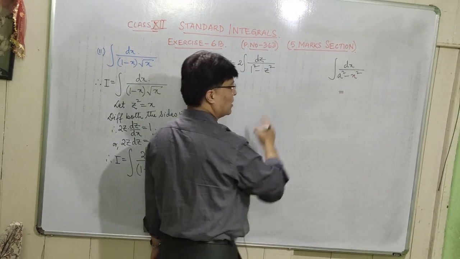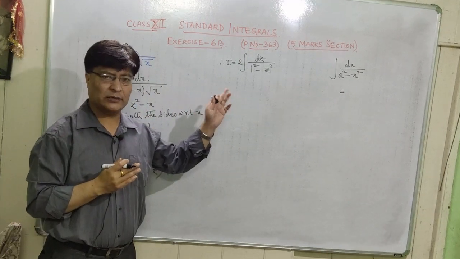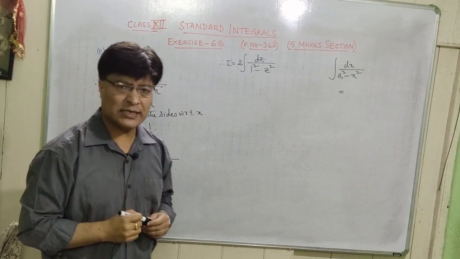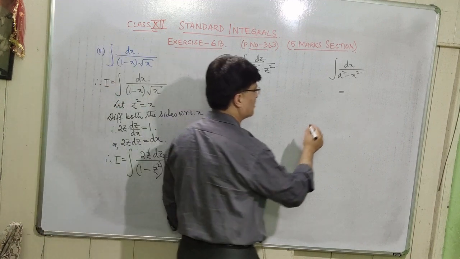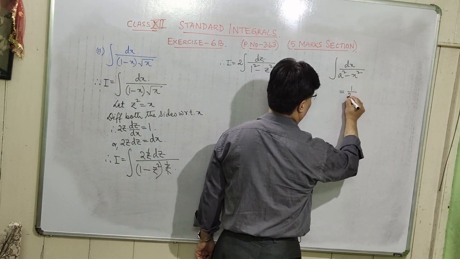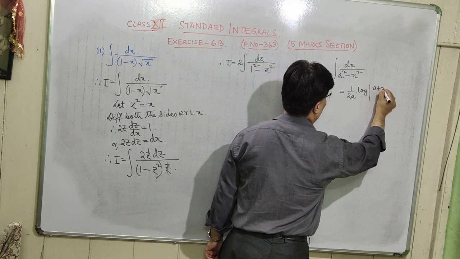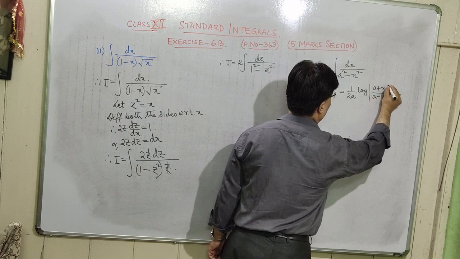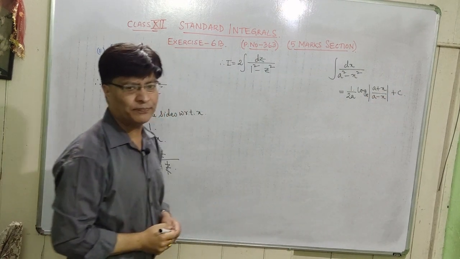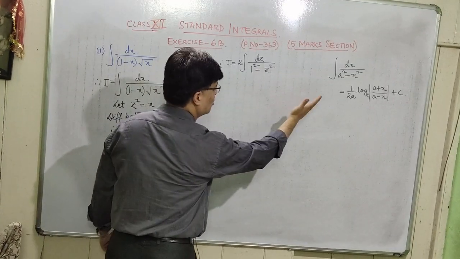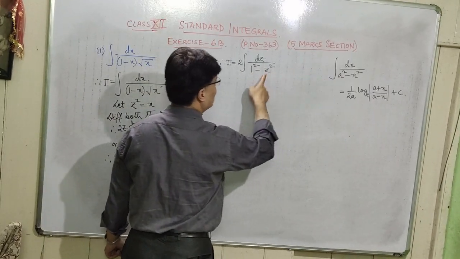What is the formula? What is this integration? This is standard integral number 3, third standard integral, that is integration of dx divided by a square minus x square. So what is this integration now? It is 1 by 2a log within mod a plus x divided by a minus x, mod sign closed, the base is e, then plus c. Okay, so this formula can be used here. So instead of a there is 1, instead of x there is z.